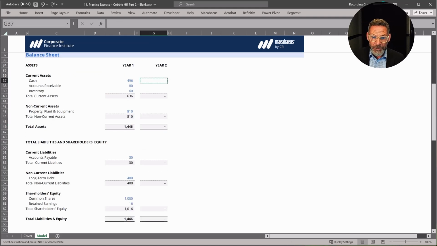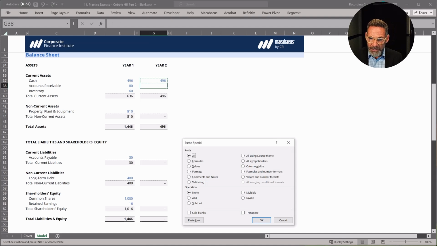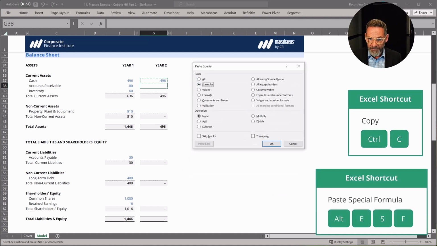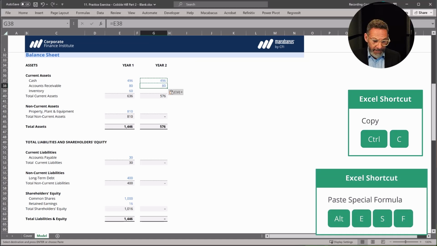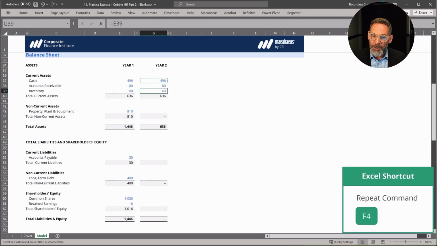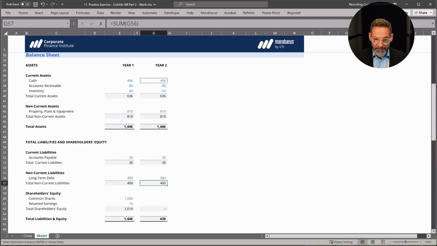And we can do that by just using equals and linking the two together. And I'm going to go Control C, and then I'm using Paste Special. With Paste Special, you can choose whether you want all, but I just want the formula. I don't want the formatting, for example. So I'm just going to hit OK. And then I'm going to, instead of doing Paste Special, I'm going to hit F4, which is just repeat command, as a quick way to get these all filled in. So now our closing balances from the previous year are our opening balances for this year.